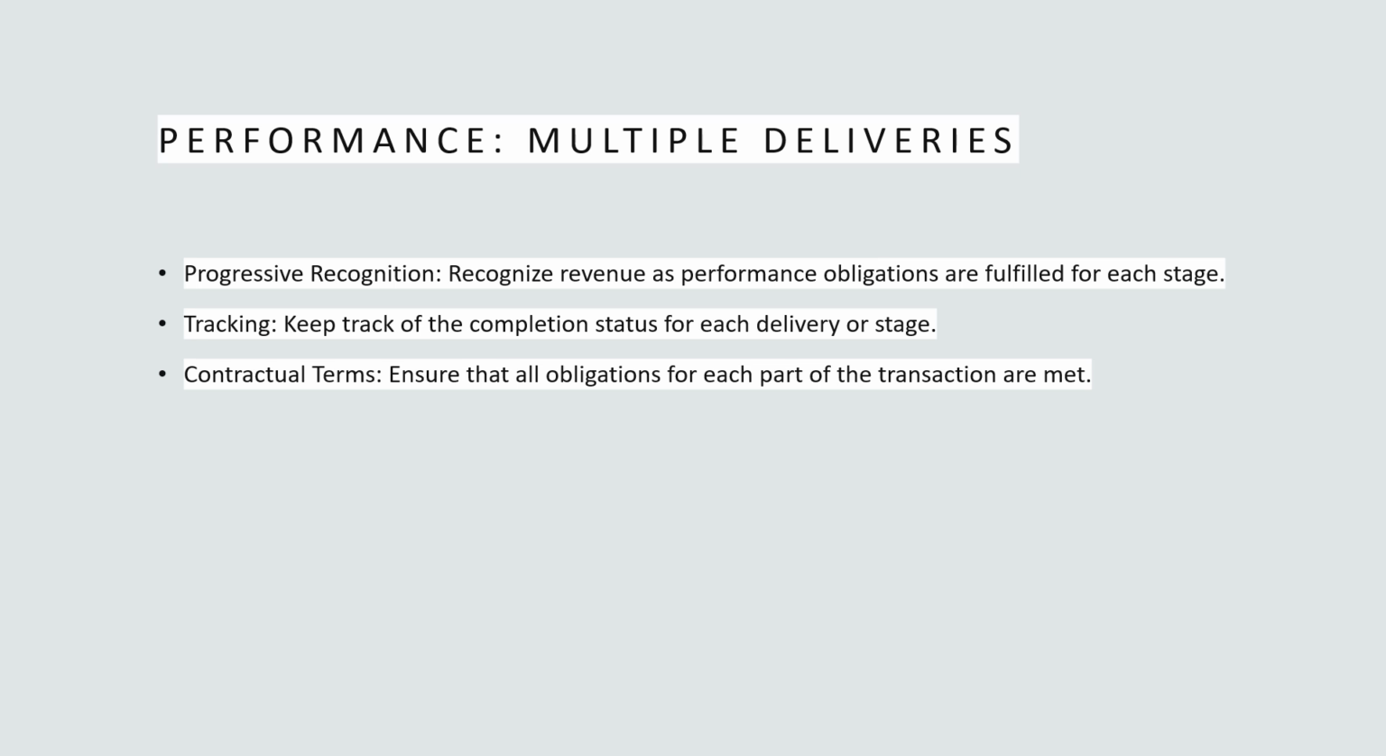Performance, multiple deliveries. Performance for multiple deliveries is recognized as each performance obligation is fulfilled. Progressive recognition: recognize revenue as performance obligations are fulfilled for each stage. This requires careful tracking of each delivery or stage to ensure that all contractual terms are met. Contractual terms ensure that all obligations for each part of the transaction are met. Revenue is recognized progressively as each part of the transaction is completed.